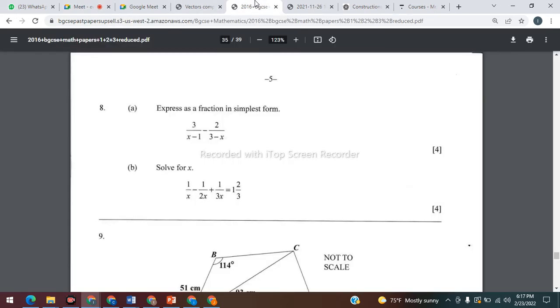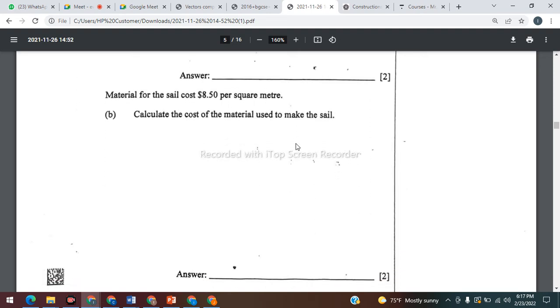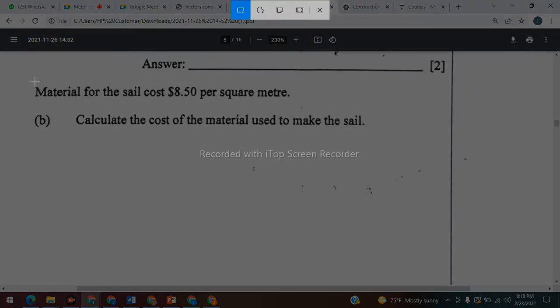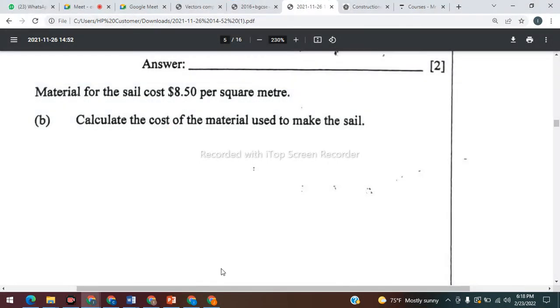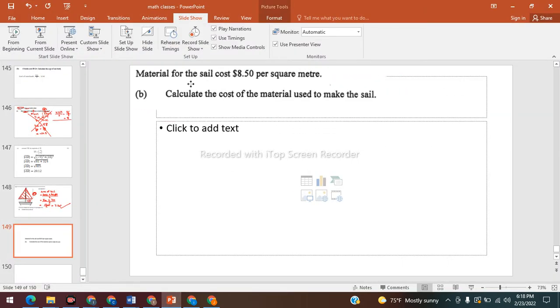Okay, so let's return back to this question. It says material for the sail costs $8.50 per square meter. Calculate the cost of the material used to make the sail. Right? So let's go here. Material for the sail.